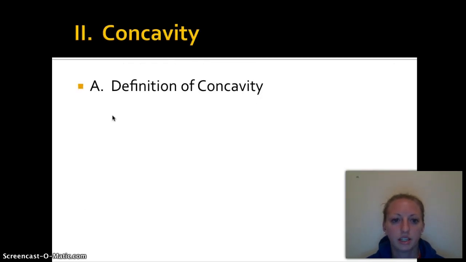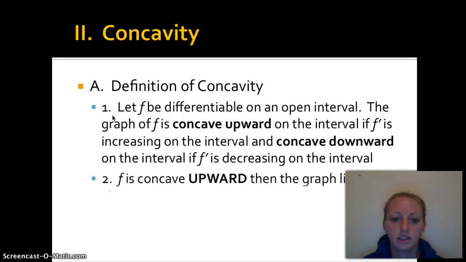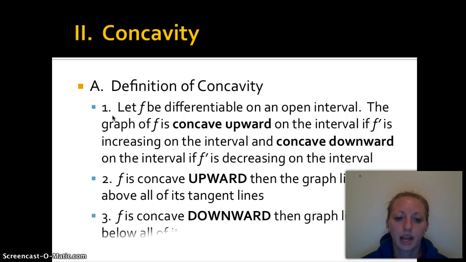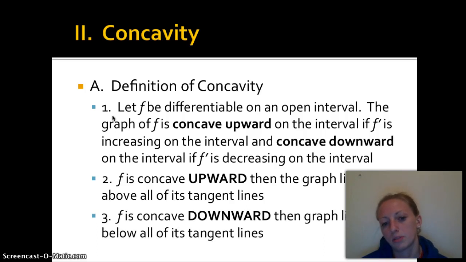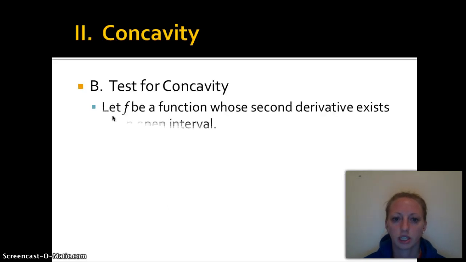Okay, concavity. The definition of concavity: let f be differentiable on an open interval, then the graph is concave up if the first derivative is increasing on the interval, and concave down if it's decreasing. If it's concave up, then the graph lies above all of its tangent lines. So remember, a tangent line touches the graph exactly one time in those spots. So that's what that means. And if it's concave down, the graph lies below all of the tangent lines.